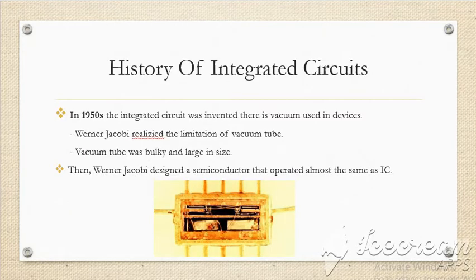How the IC technology started. In the 1950s, the first generation of IC. The integrated circuit was invented because vacuum tubes were used in devices. A man called Werner Jacobi realized the limitation of the vacuum tube. The vacuum tube was bulky and large in size. It made Werner Jacobi decide to design a semiconductor that operated almost the same as an IC.